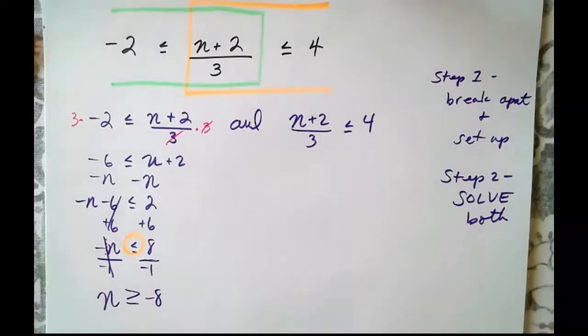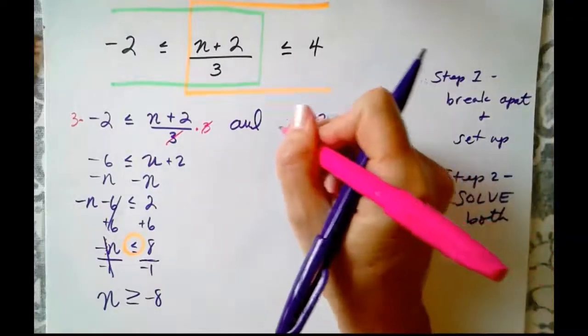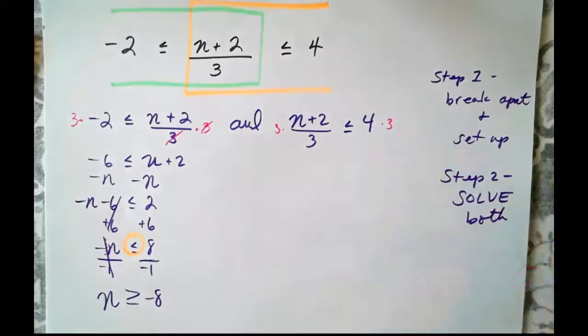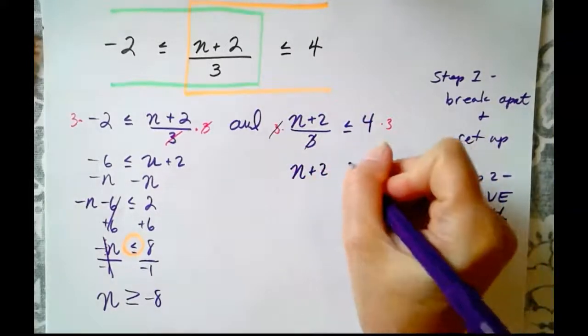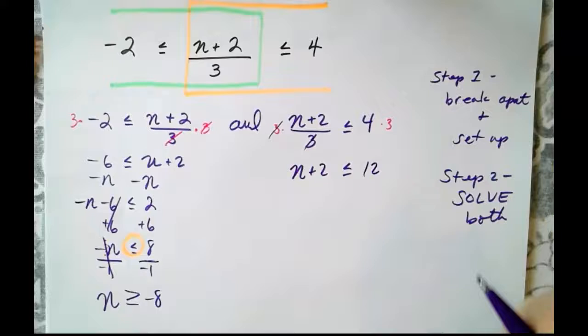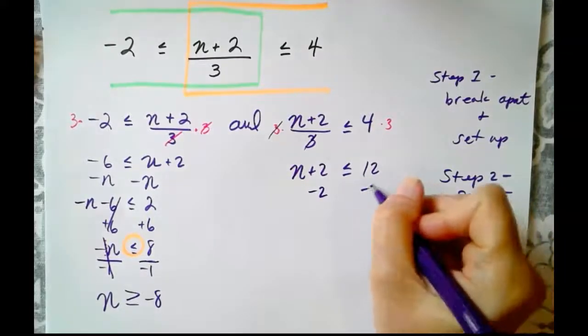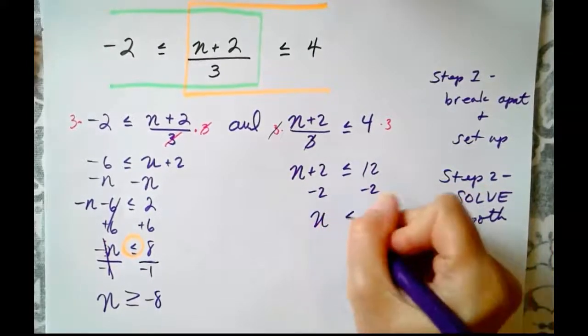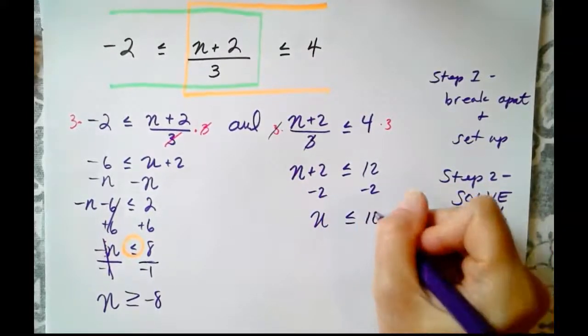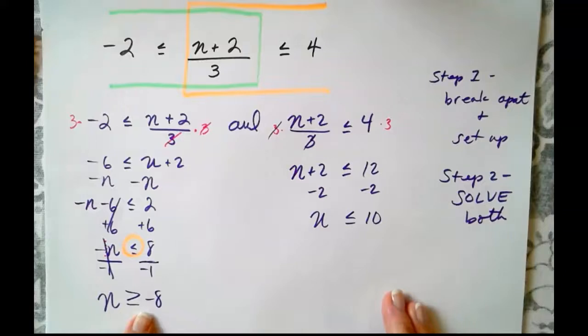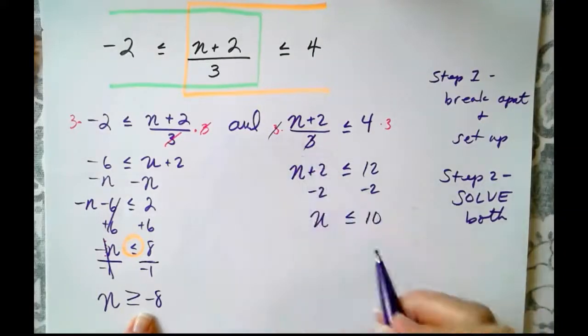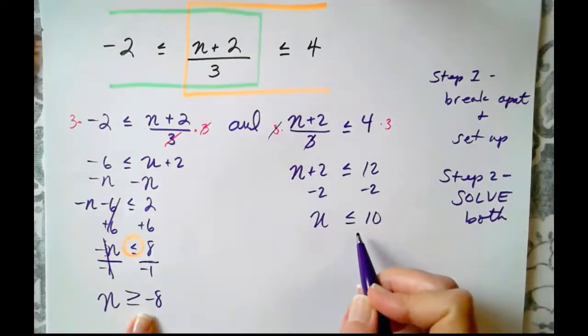We're going to follow the same procedure on the right-hand one. Times 3, times 3. The 3's cancel. N plus 2 is less than or equal to 12. Minus 2, minus 2. N is less than or equal to 10. So our answers are greater than or equal to negative 8 and less than or equal to 10.